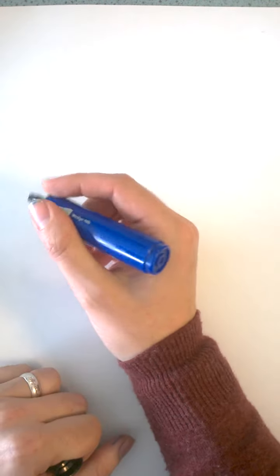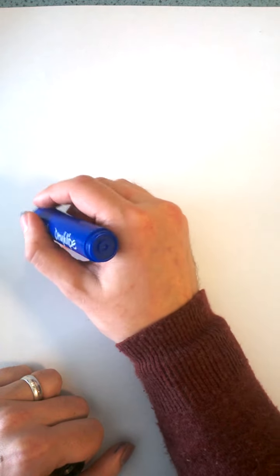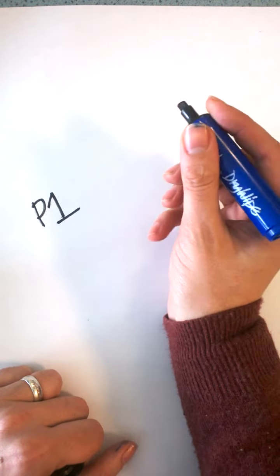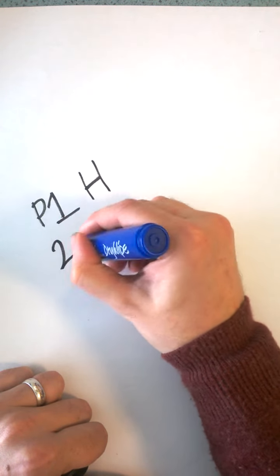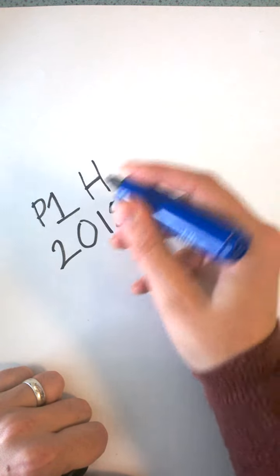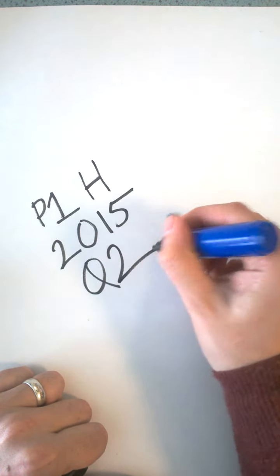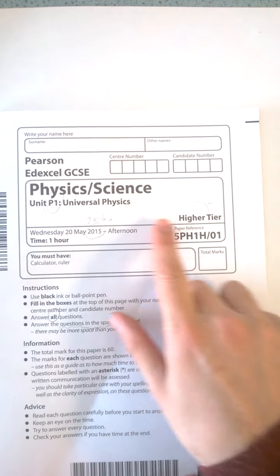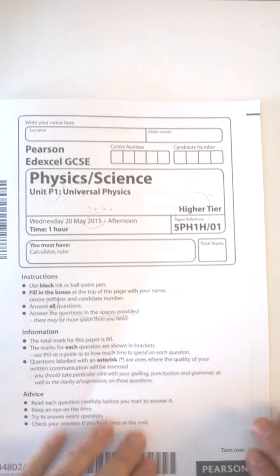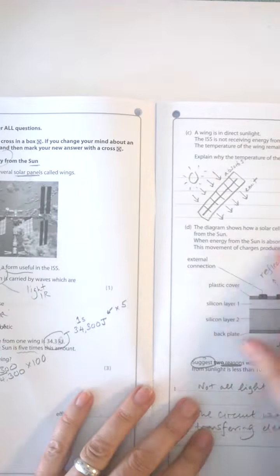A walkthrough on P1, higher, 2015. Question 2. So, P1, higher. Let's jump in. Question 2. Question 1 was done in an earlier video. Let's see what we've got here. Oh, like stars. Question 2.